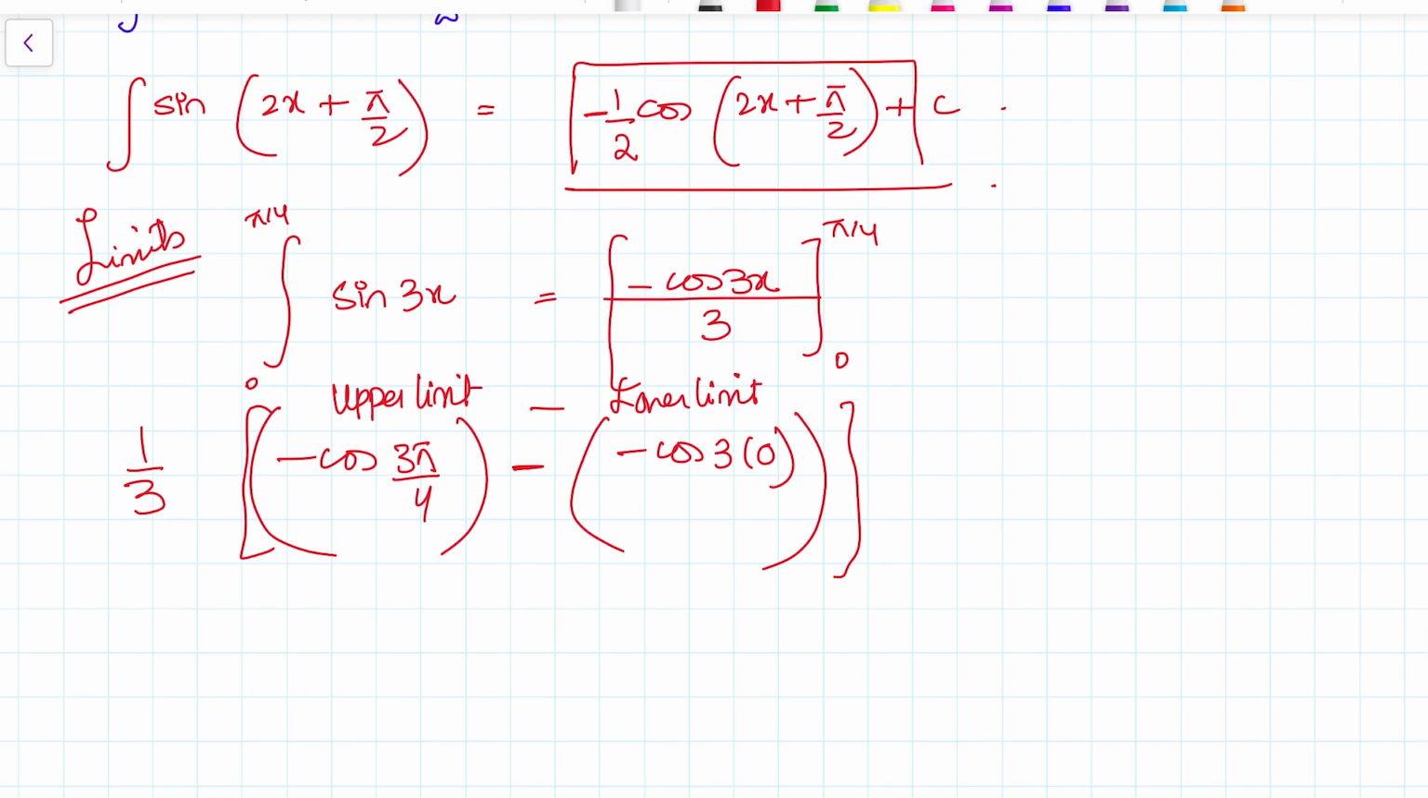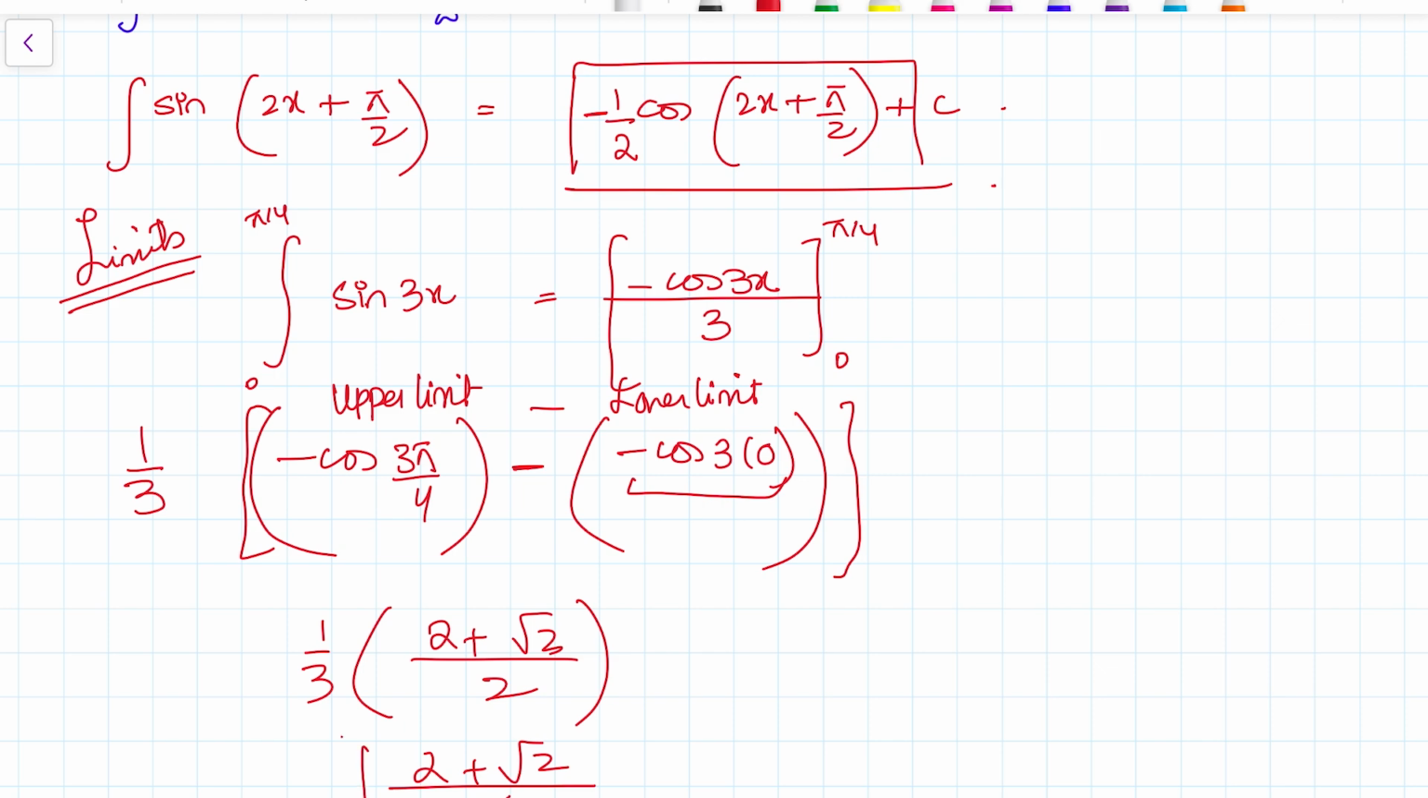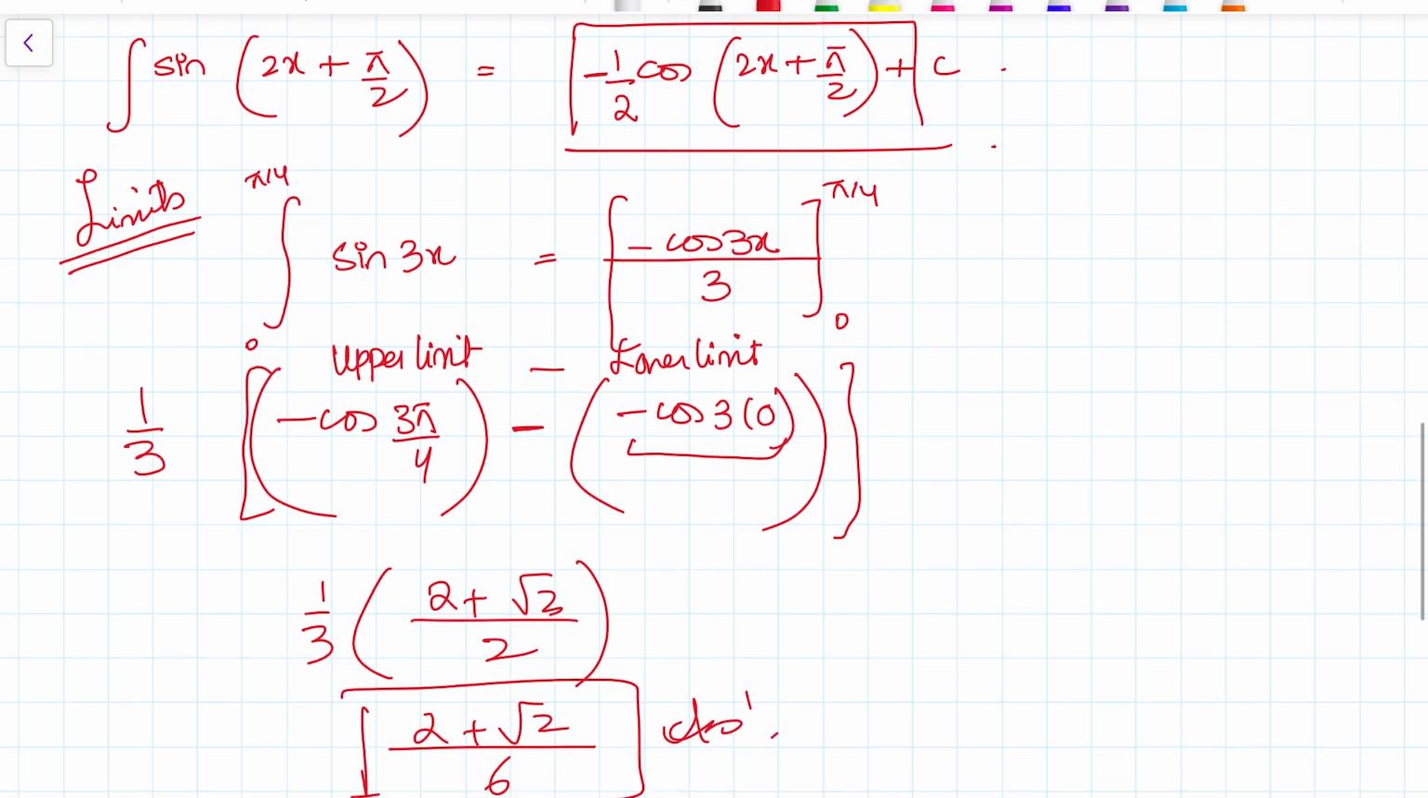Now minus cos, we will keep our calculator in the radian mode. Minus cos 3 pi by 4, minus minus cos 0 is a 1. So this becomes a 2 plus root 2 upon 2 into 1 upon 3. So it becomes 2 plus root 2 upon 6, which is going to be my answer. We do not add plus c when we have limits with us.